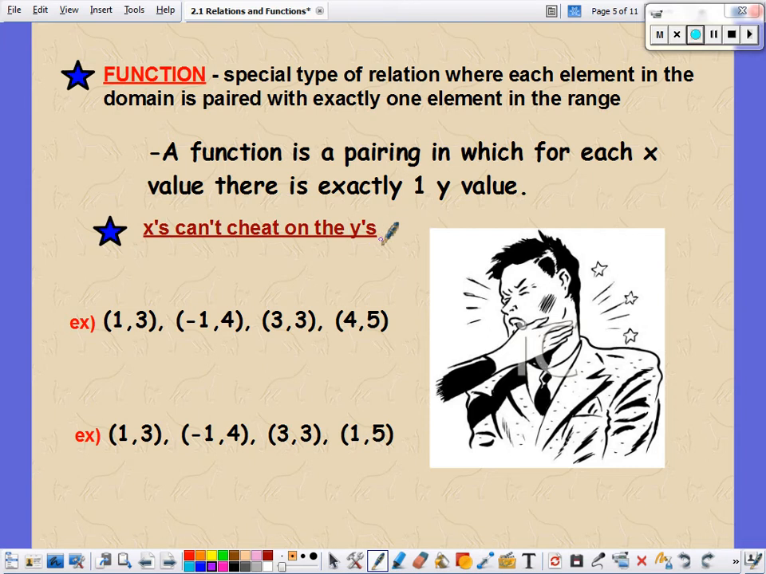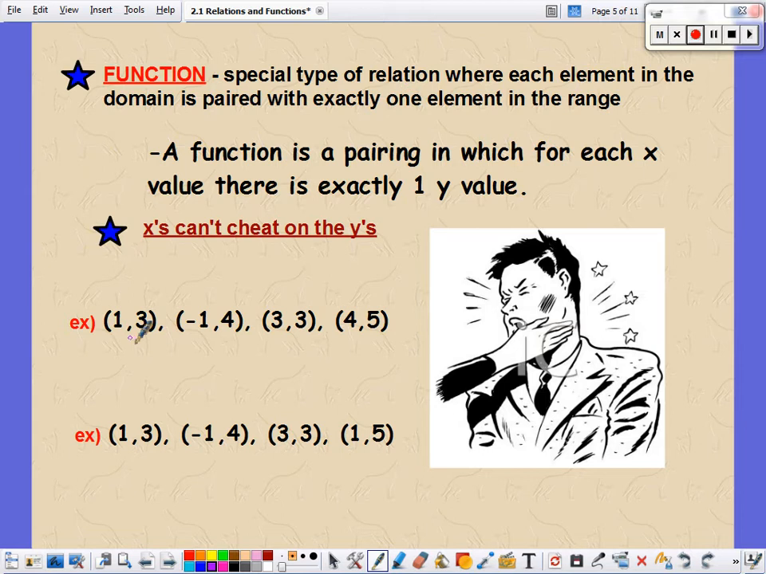And we talked about in class, the one thing I know as a guy is that for my relationship with my wife to function properly, I cannot cheat on her. So the x is the guy, the y is the girl. And for the relationship, because remember, a function is a special type of relationship, what makes it special is that the x's don't cheat on the y's.